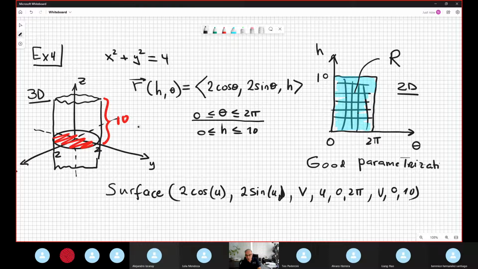Why good? Because the domain is a rectangle and they're super easy to perform a double integral.